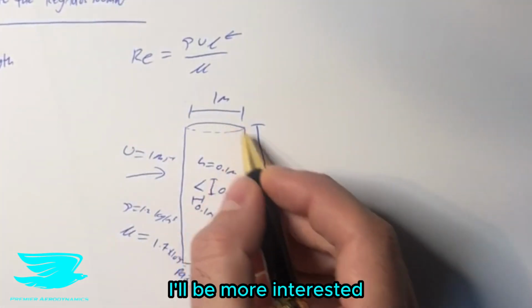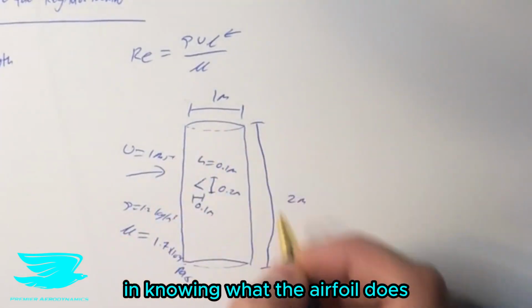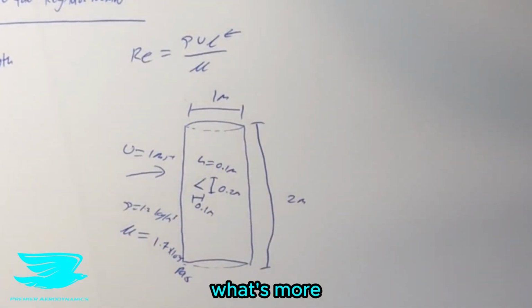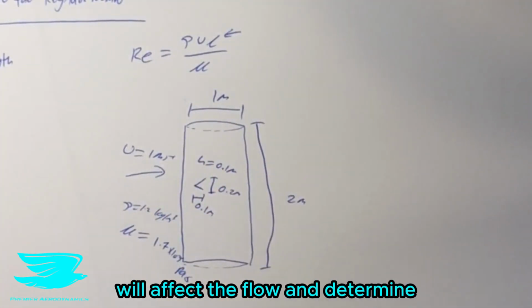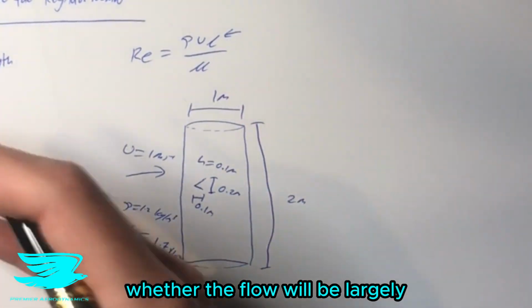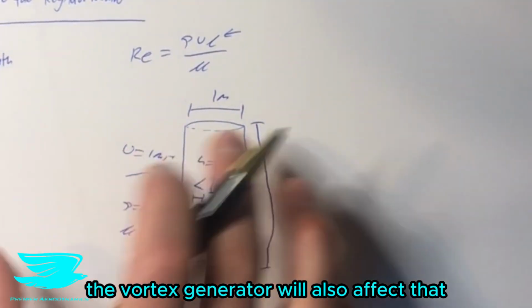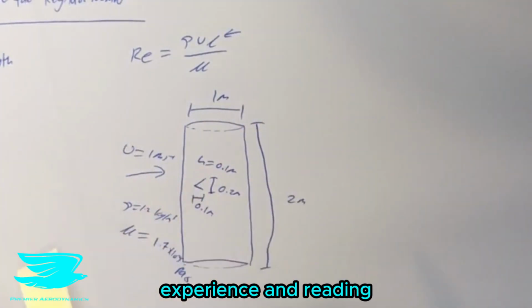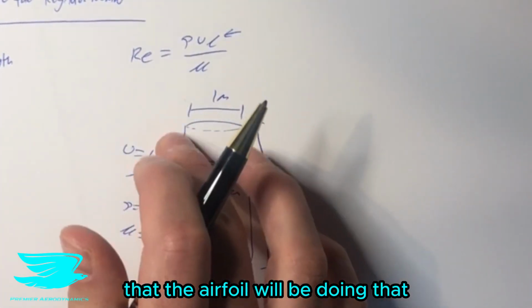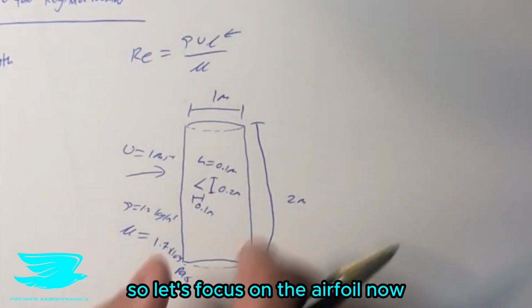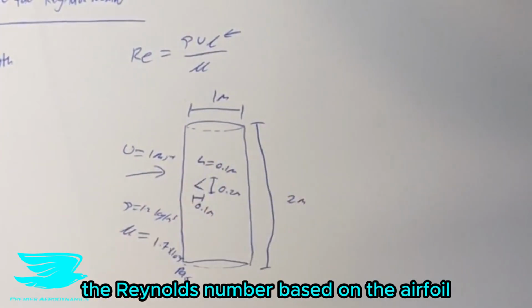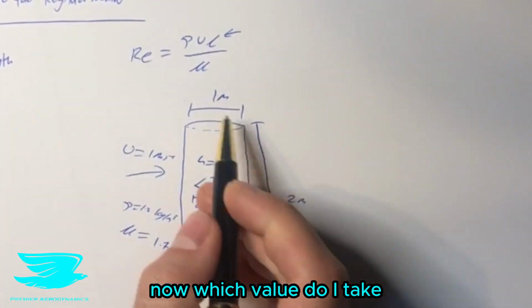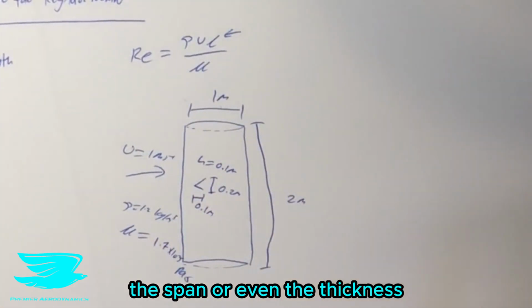In that case, I would be more interested in knowing what the airfoil does. What's more, I know that the airfoil will affect the flow and determine whether the flow will be largely laminar or turbulent. Of course, the vortex generator will also affect that, but I know from experience and reading that the airfoil will be doing that. So let's focus on the airfoil now, and let's say we want to calculate the Reynolds number based on the airfoil. Now, which value do I take? Do I take the chord, the span, or even the thickness?